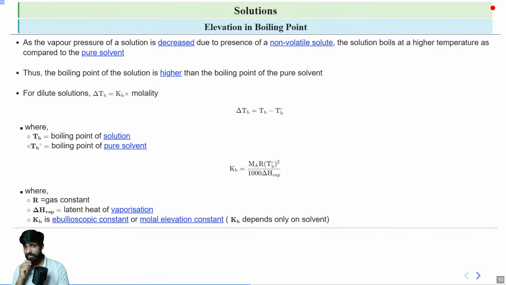Is it clear to all of you? Now you will ask me why you are dividing this by 1000. So your molar mass of A, which is your solvent, is present in gram per mole. But all of the things apart from this, like your R, T naught B, delta H vap, all of these are in SI units. So you have to convert this MA into SI unit by dividing it by 1000. So you can get your molar mass in kilogram per mole rather than gram per mole.